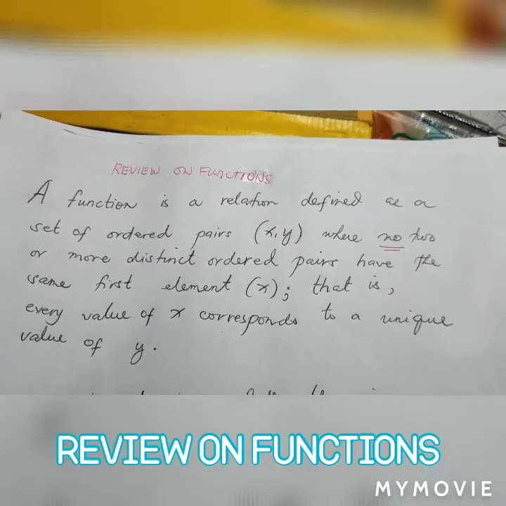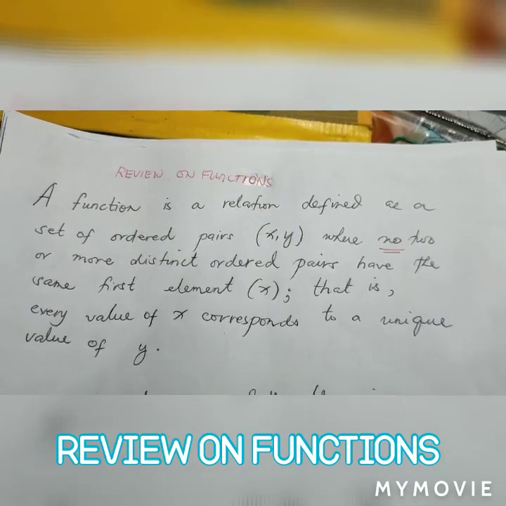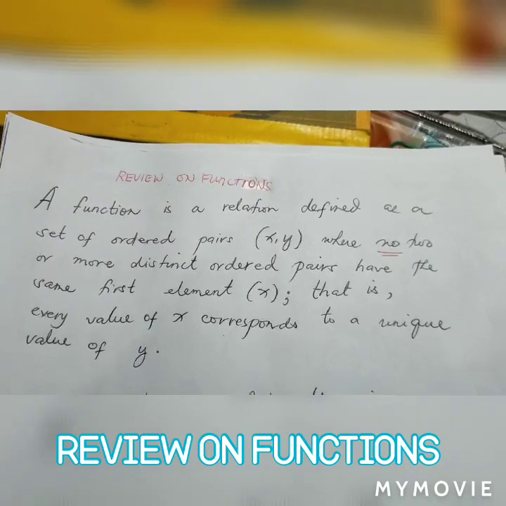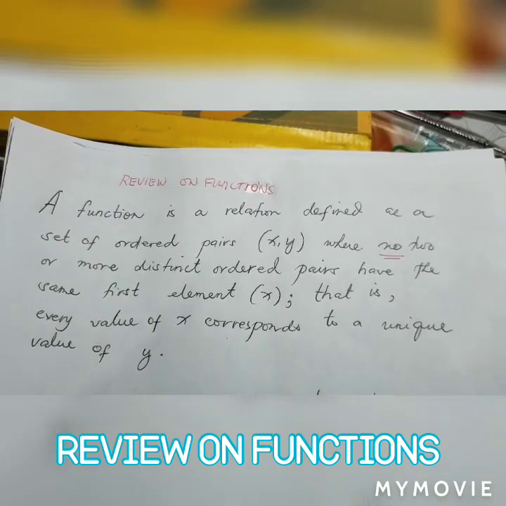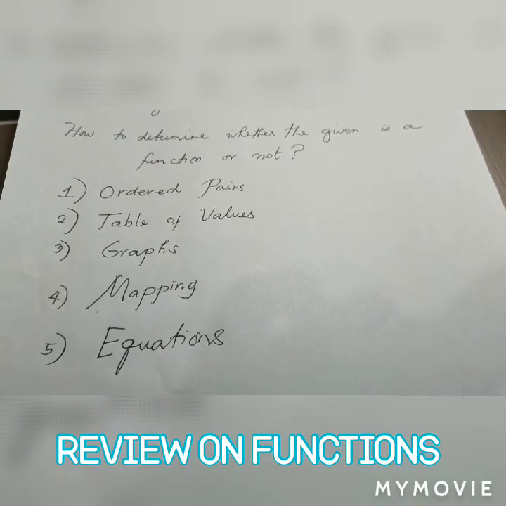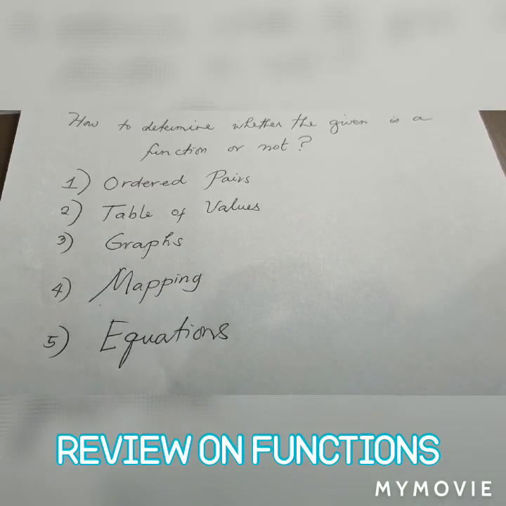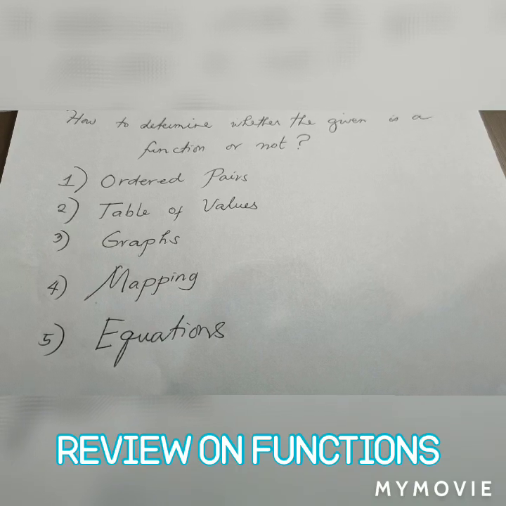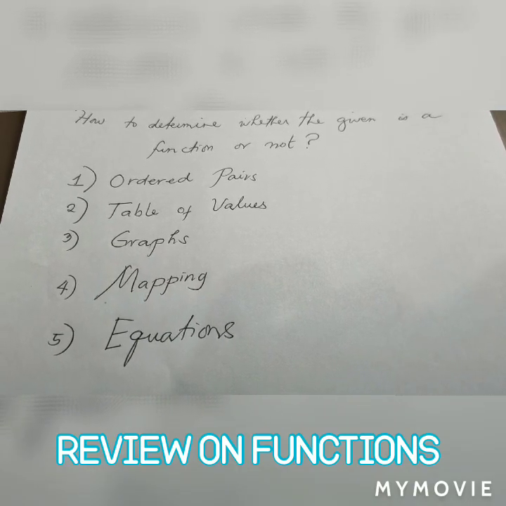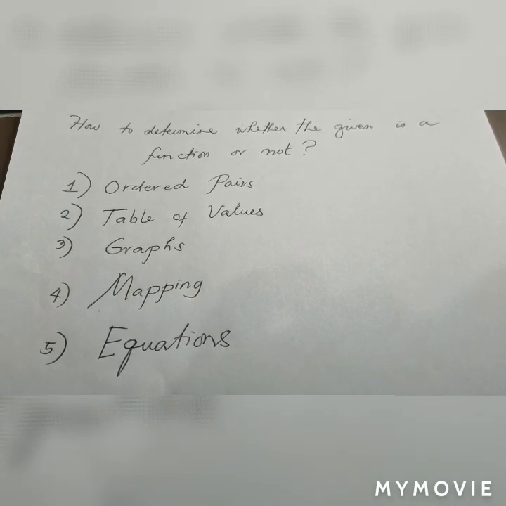What is a function? A function is a relation defined as a set of ordered pairs x and y, where no two or more distinct ordered pairs have the same first element, or our x value. That is, every value of x corresponds to a unique value of y. There are 5 illustrations on how to determine whether the given is a function or not. First is ordered pairs, second, table of values, third, graphs, fourth, mapping, and fifth, equations. For each of the illustrations, I will give you some examples and exercises.